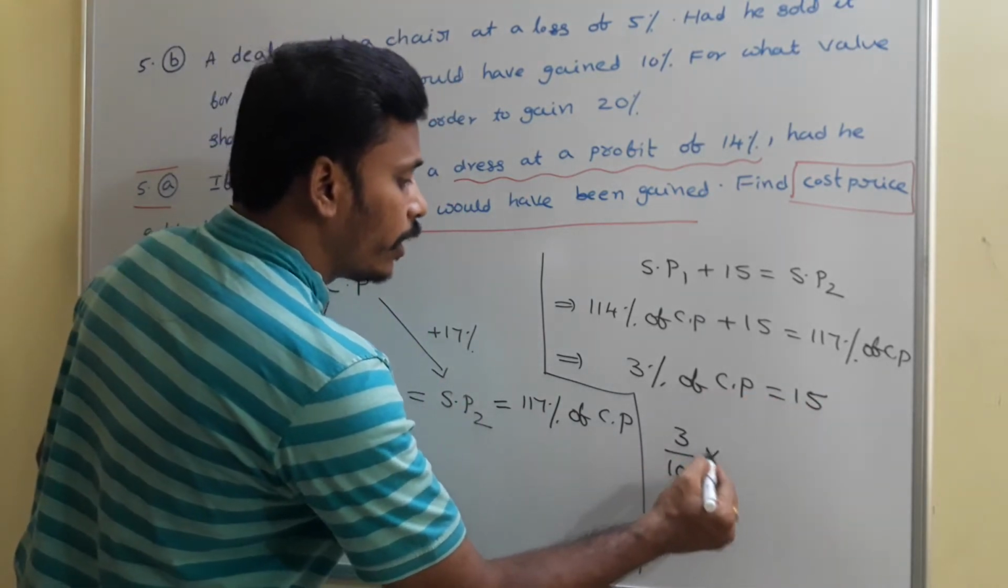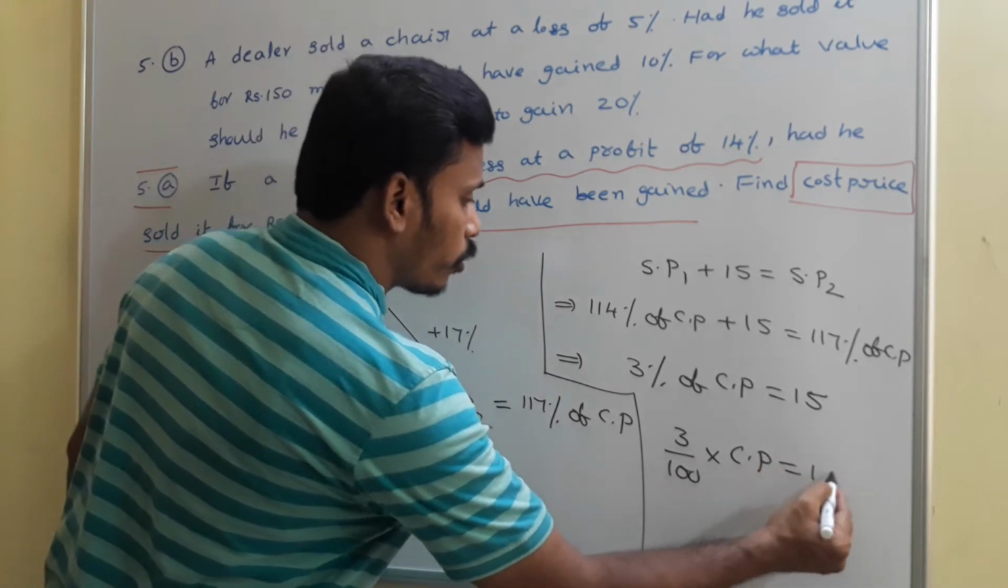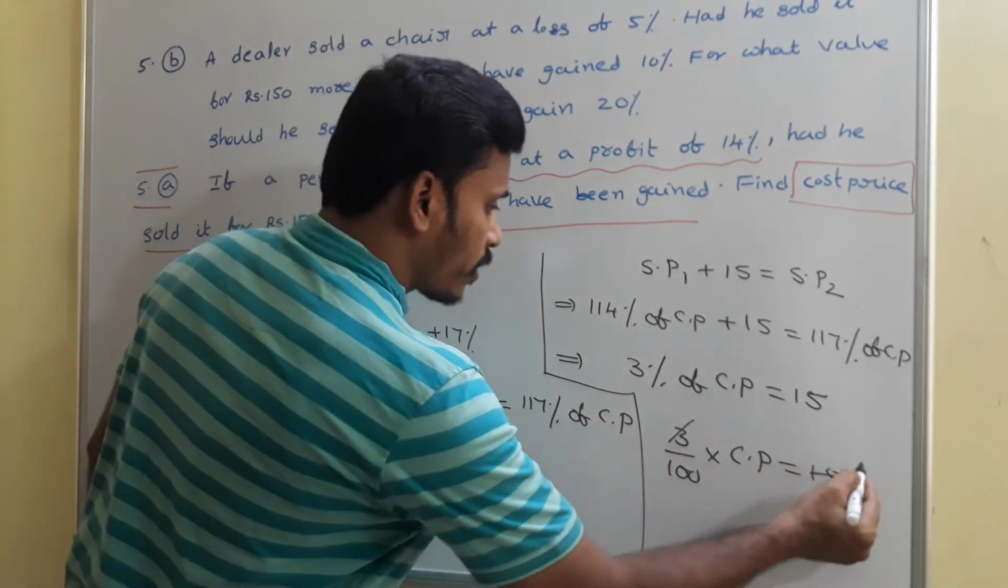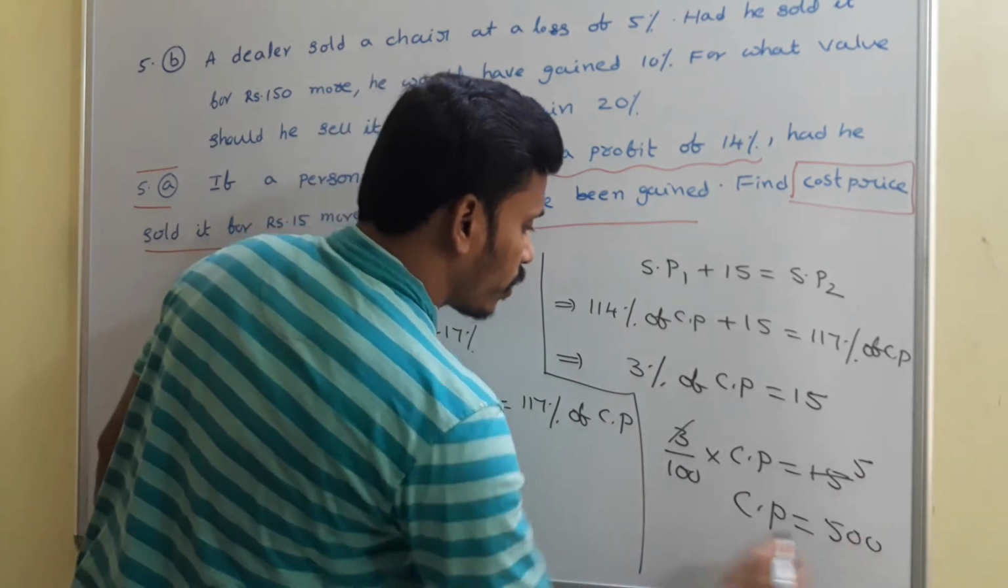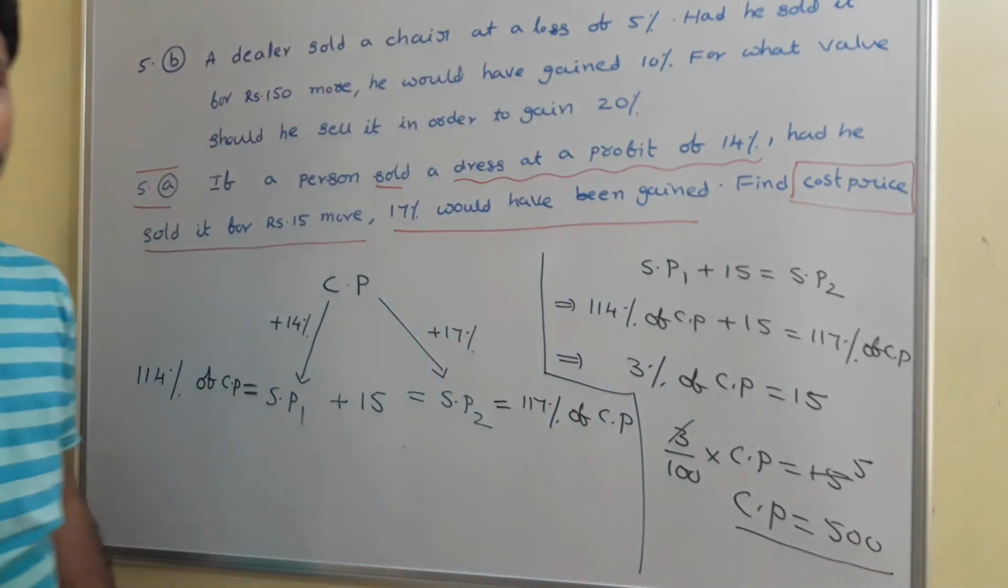3 by 100 into cost price is equal to 15. 3 5s, and if you send 100 that side, at the end the cost price value is 500 rupees.